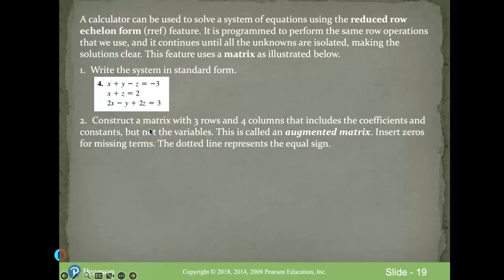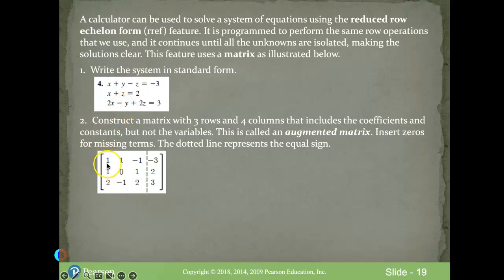Next, you're going to construct what's called a matrix with 3 rows and 4 columns that includes the coefficients and constants, but not the variables. This is called the augmented matrix. We insert zeros for missing terms. The dotted line you're getting ready to see represents this equal sign. This is what the matrix looks like for the previous example.